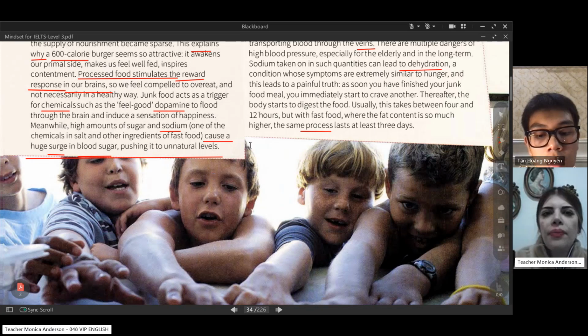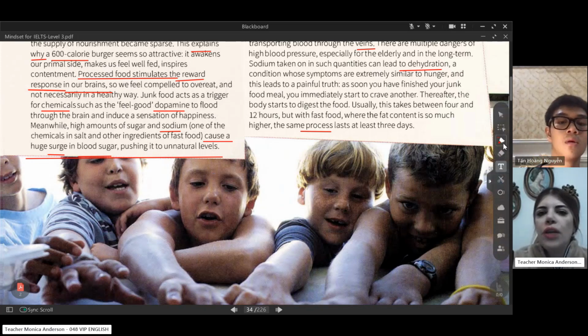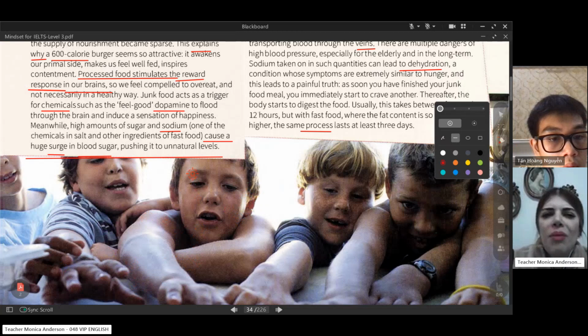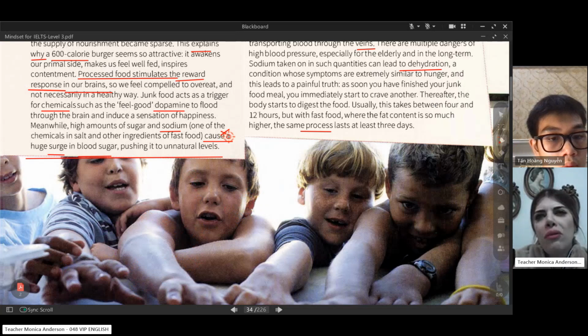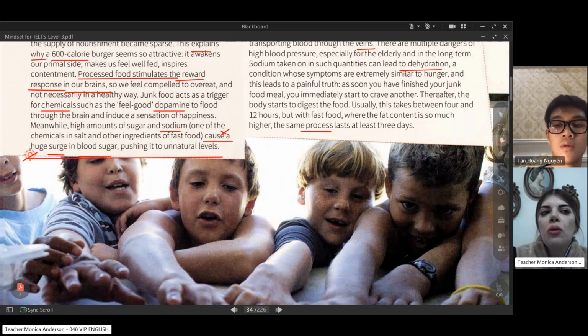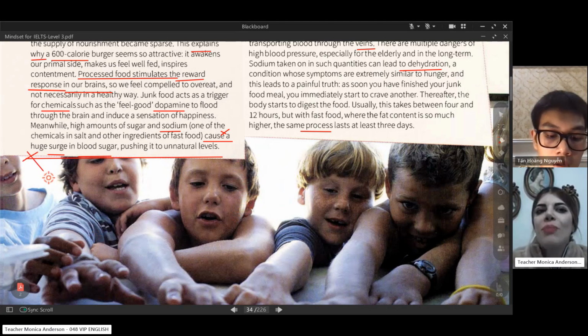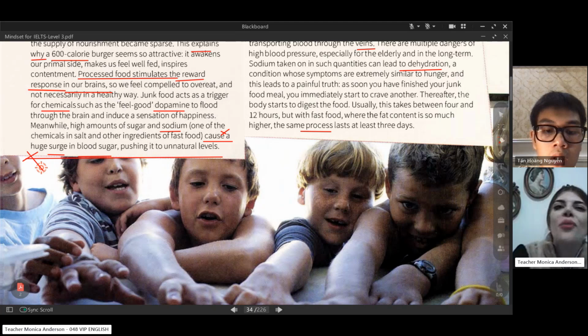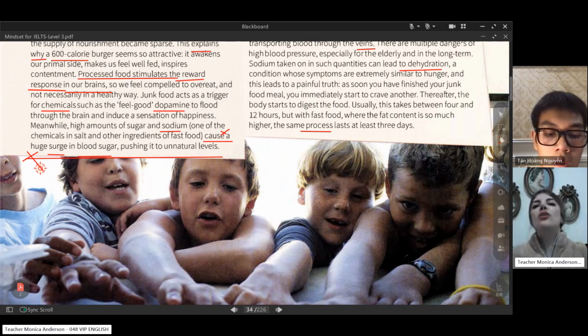So here, you could find the area, the line of your answer. Which word can be my answer? Cause, no, because it can't be really important. Huge, no, blood sugar huge doesn't make sense. Surge, I don't know the meaning of this word, but I don't have any other words to put. So surge is my answer. And if you know the meaning, okay, that's great.